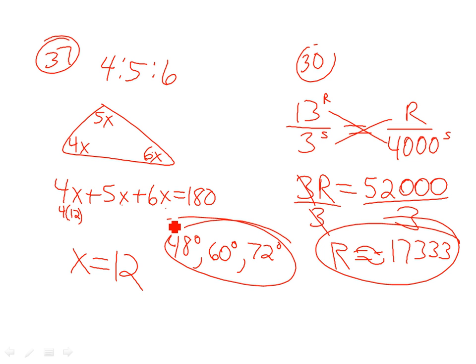I got a question for number 30. If we did put the little squiggle equal, does that change anything? What's that little squiggle mean again?